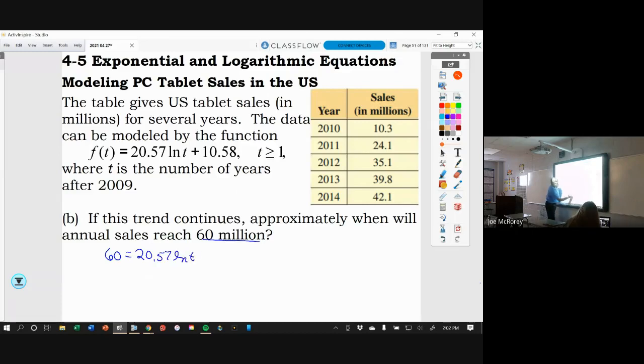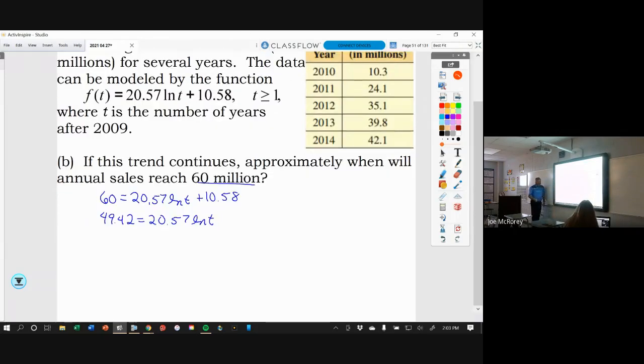20.5. Okay, I need to solve for T. What should we do first? Minus 10.58. Okay, 60 minus 10.58 would be 49.42. Next step. Would you subtract 20.57? Only if it was added. Divide it. Okay, so multiply? Oh, okay. So yeah, divide.